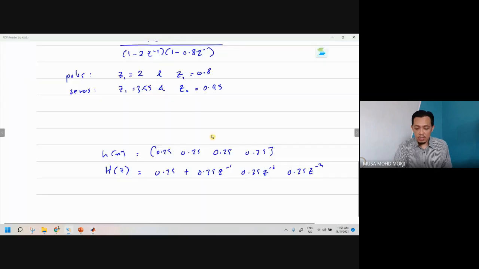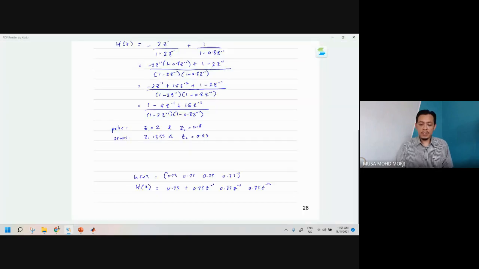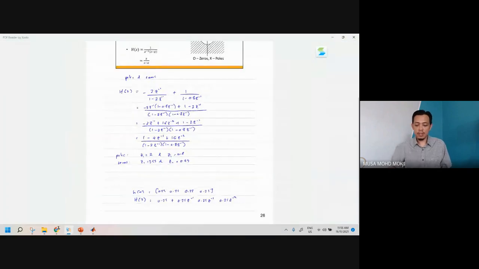So we will stop here. We have seen 2 examples from this first session. Our next session will start at 12:05. We'll go for a new chapter, which is the inverse Z transform.